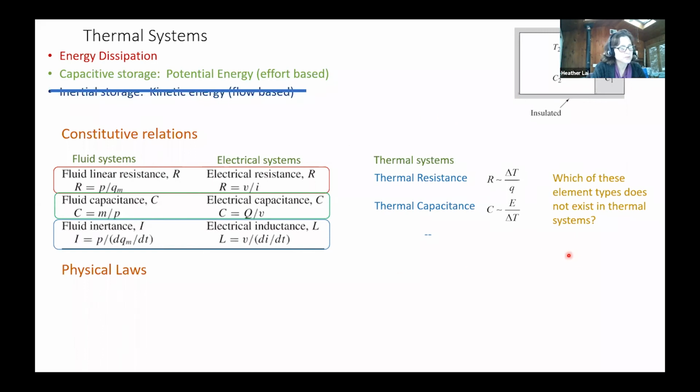And we can talk about how energy can be lost and energy can be stored, but it can be stored basically due to effort, due to the temperature gradients, but it can't really be stored due to motion because there's no mass corollary here.